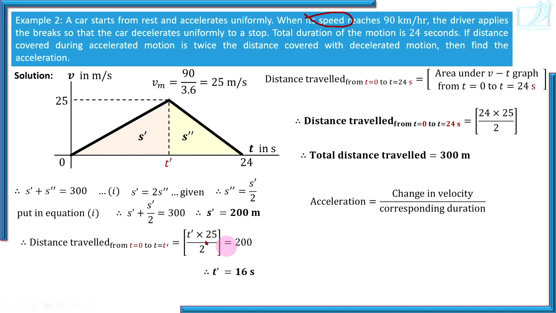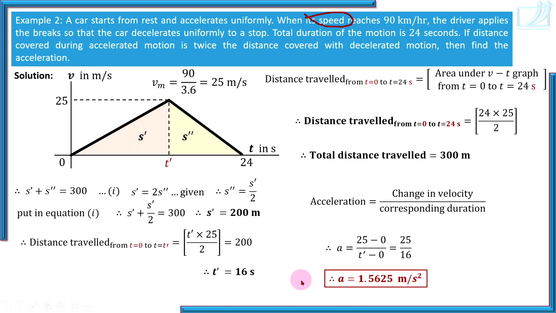So acceleration, what is change in velocity? 25 minus 0, final velocity is 25, initial velocity is 0. So change in velocity is 25 minus 0, and corresponding duration, it is 0 to t dash. So final time instant minus initial time instant, and t dash we know it is 16. So this is how we have found out acceleration.